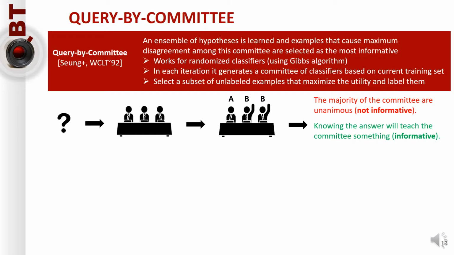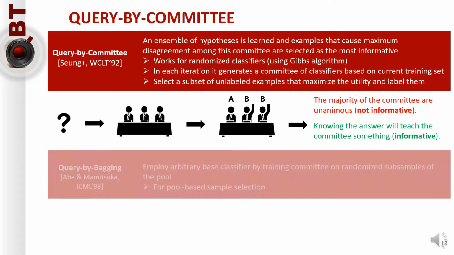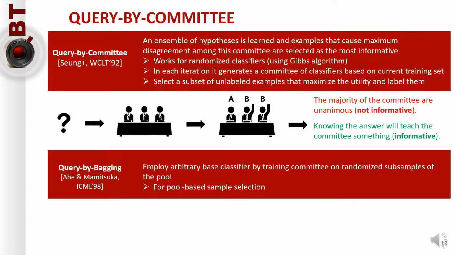However, using this algorithm is limited to randomized learners to satisfy the Gibbs algorithm, and like all useful problems, it's intractable. Abe and Mamitsuka use the concept of bagging to enable arbitrary base learners, including deterministic ones, SVMs for example, to be combined in a QBC, query by committee, framework. Bagging is a technique to enhance the performance of an existing learning algorithm by running it many times on a set of resampled data governed by a uniform distribution. The final hypothesis is obtained by taking a majority vote over the predictions of the output hypotheses.